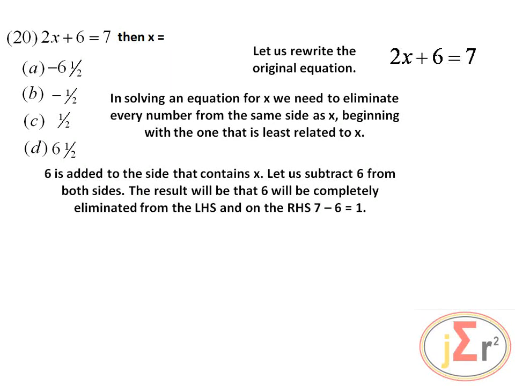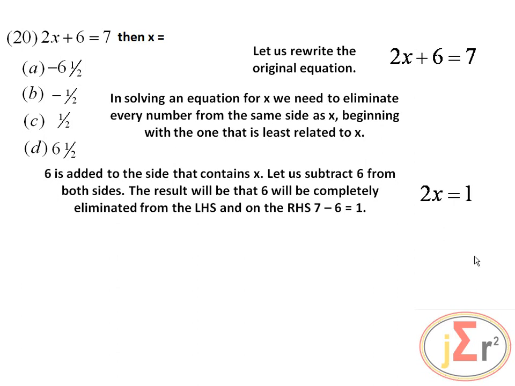The result will be that 6 will be completely eliminated from the left hand side, and on the right hand side 7 minus 6 is equal to 1. So we need to eliminate the one that is least related to the x, which is 6, and we have it added here. We subtract 6 from both sides. 6 is eliminated from this side completely when we subtract 6 from this side. When we subtract 6 from the other side, 7 minus 6 is equal to 1.